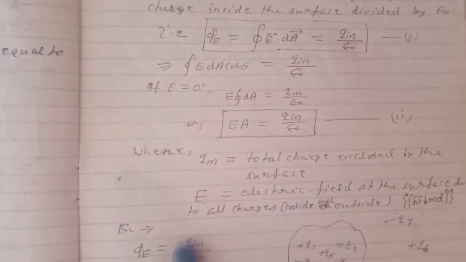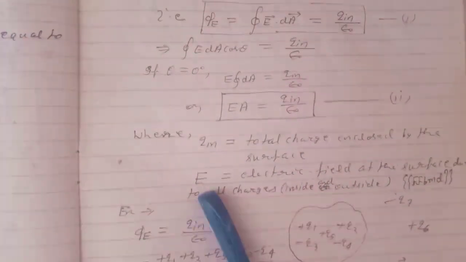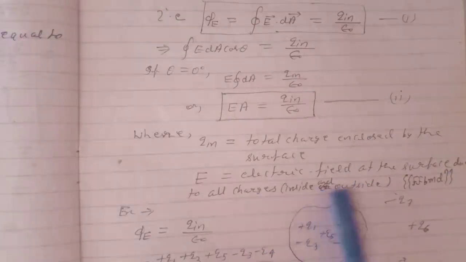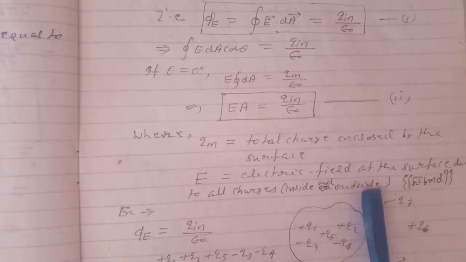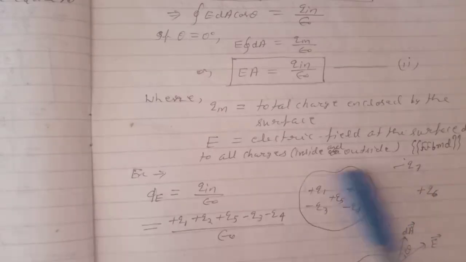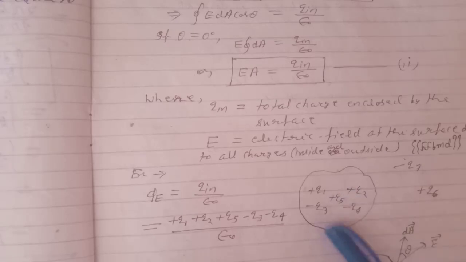This is equation 2, where Q in is the total charge enclosed by the closed surface, and E is the electric field at the surface due to all charges inside and outside. For example, here is a closed surface enclosing charges q1, q2, minus q4, q5, minus q3, etc. And there are also charges outside this surface, that is q7 and plus q6.